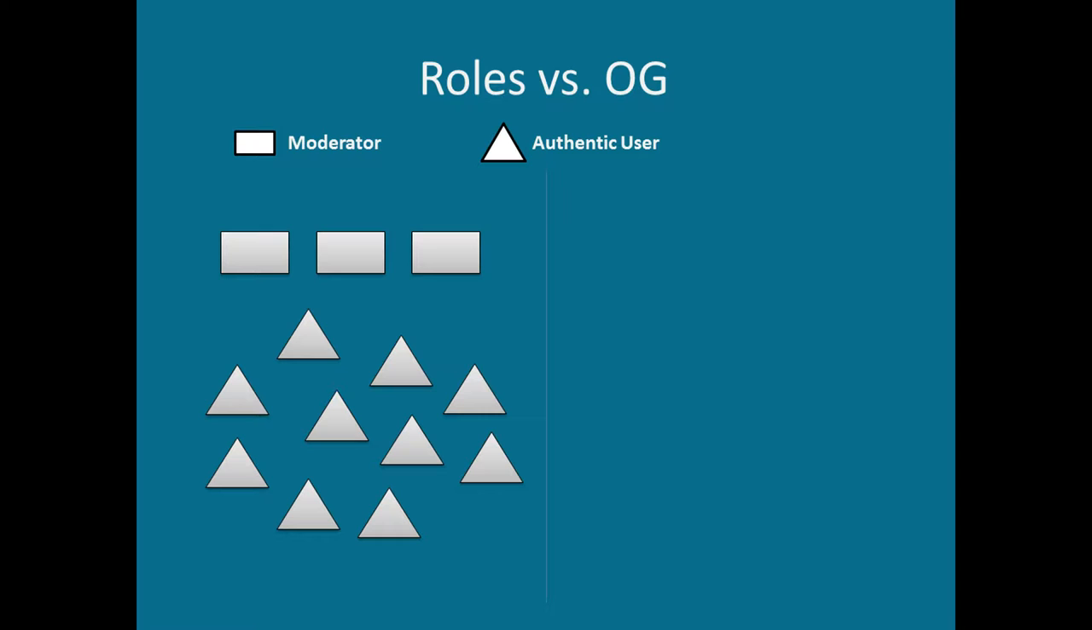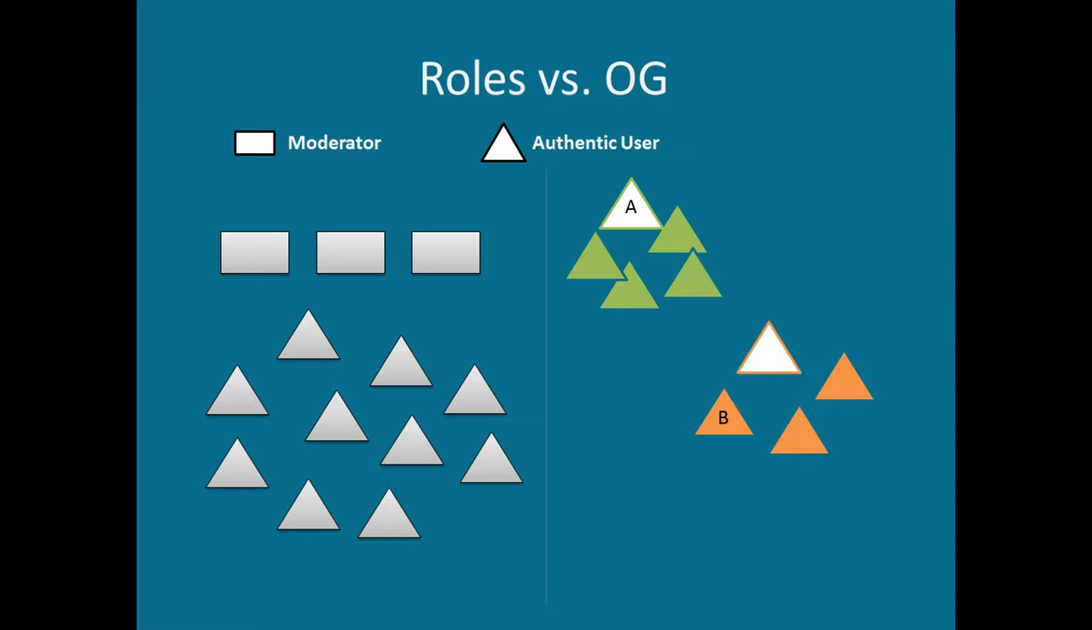Within organic group, it's a little bit different. Everybody you see here is an authenticated user, but none of them are moderators, and we separate them into two different groups using color. The green color is one group, and purple or orange or yellow is another group. These two users are randomly picked, not with specific meanings. User A is an authenticated user and is the administrator, or moderator, so to speak, in the green group. B is just a normal user in the orange group.